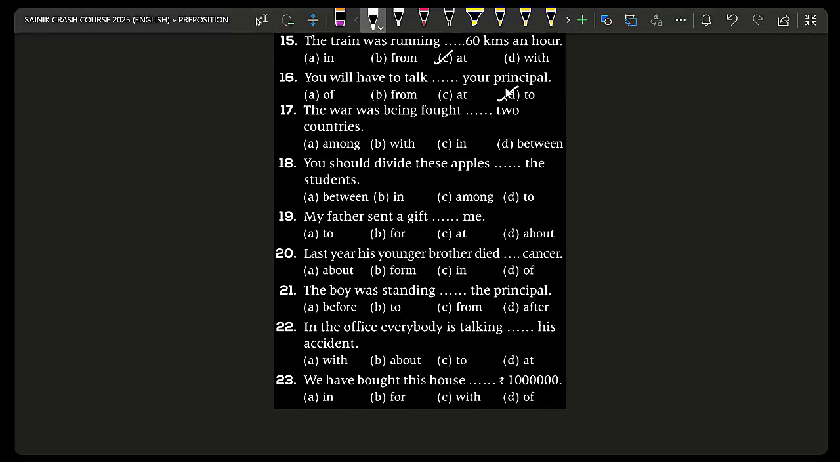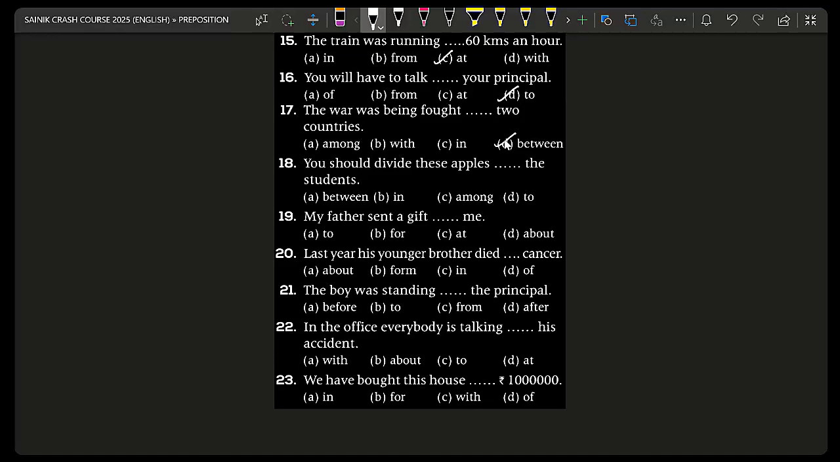The war was being fought dash two countries. "With two countries"? No, wrong answer. "With" is used for tools. Where are the tools here? There are no tools. "Between", sir. Yes, "between" is correct. Do you remember the difference between "between" and "among"? "Between" is used for only two things, but "among" is used for more than two things, right? Yes, "between" is correct.